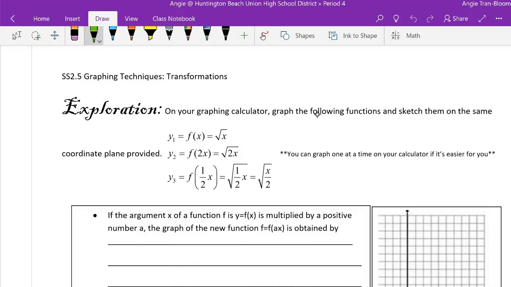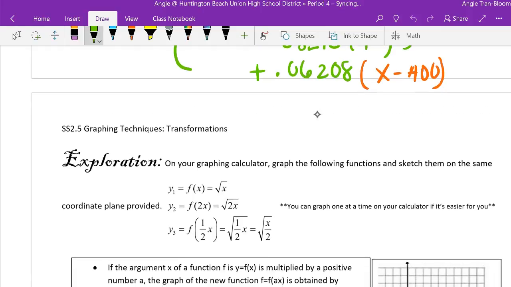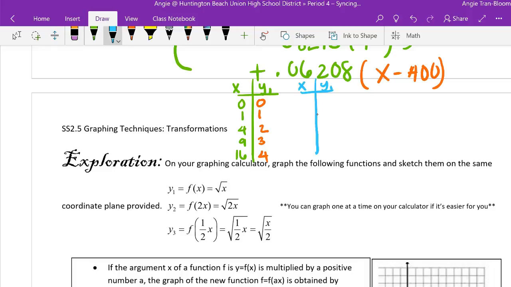Draw. Okay, so the table, I asked you to do 3 tables. Here's table 1, x and y1. You were asked to use what? 0, 1, 4, 9, 16. Cool. Output, what did you guys come up with? 0, 1, 2, 3, 4. Good. Then I said on table 2, I gave you the y's or x on this one? Y. So 0, 1, 2, 3, 4.